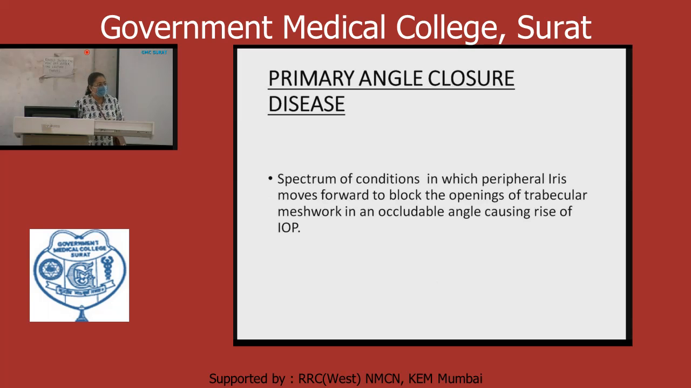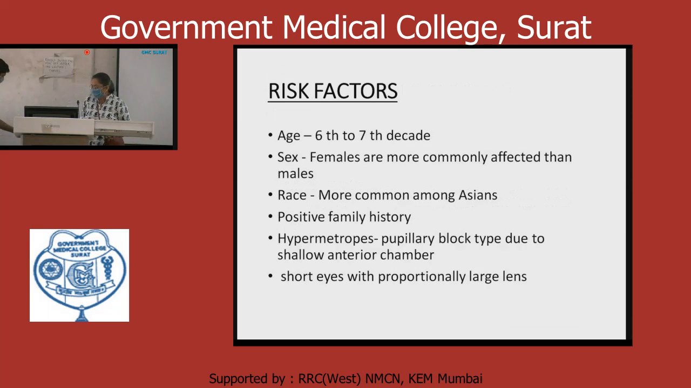Now, what are the risk factors of congestive glaucoma? It occurs in the 6th or 7th decade, though many times we observe it at an early age also. Females are more susceptible to this. Asians are more susceptible to angle closure glaucoma. Family history is also positive.